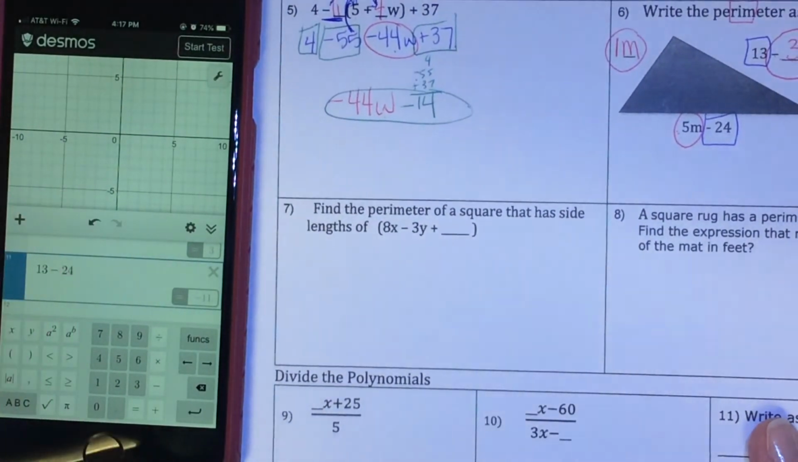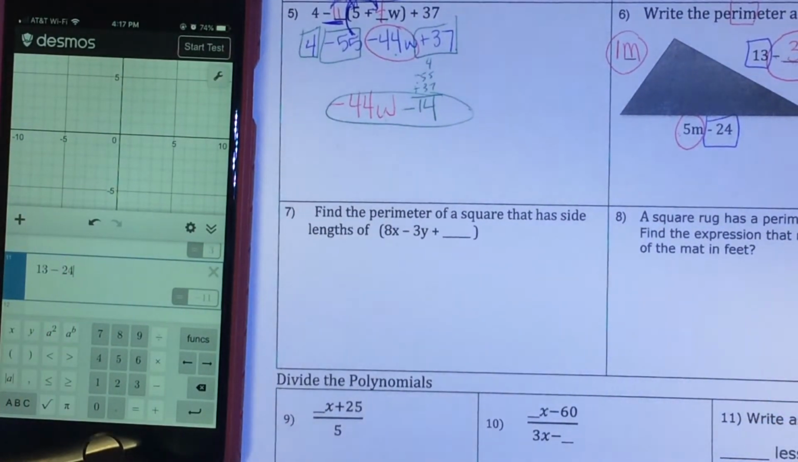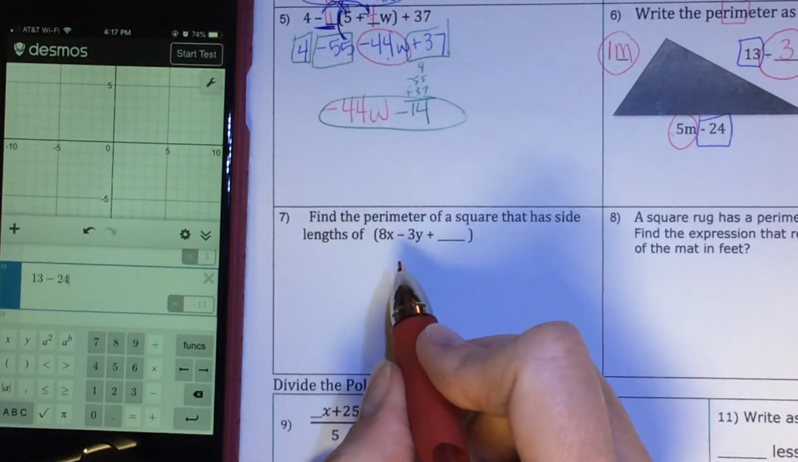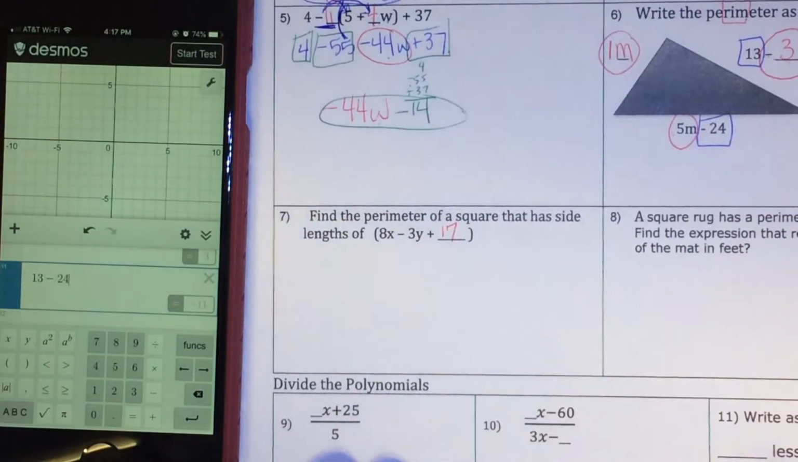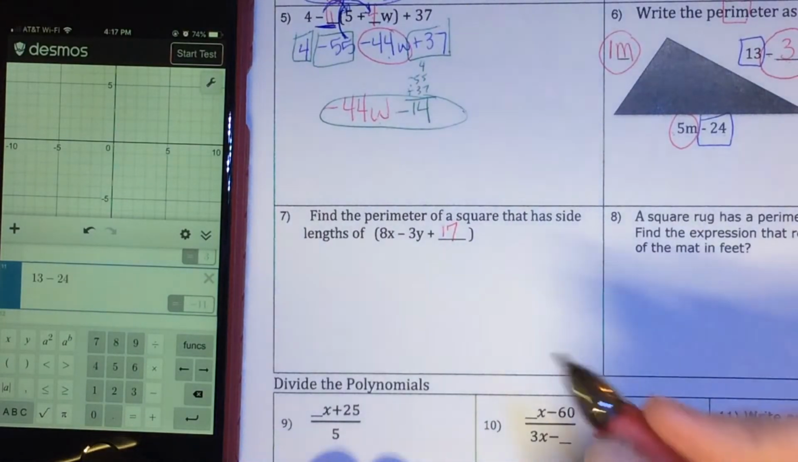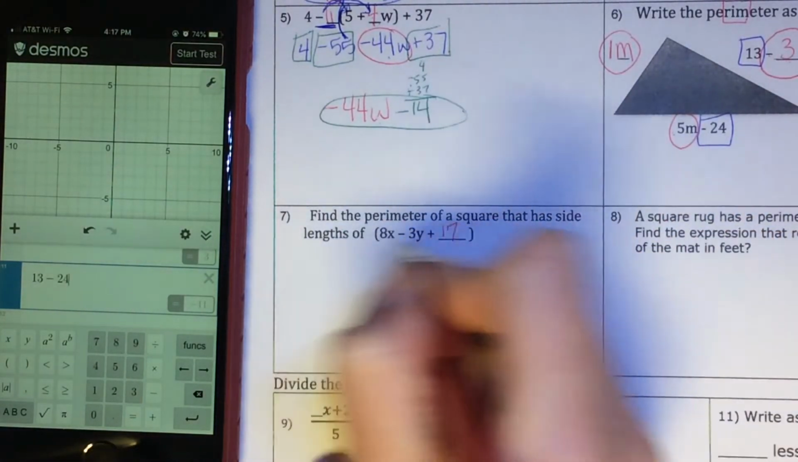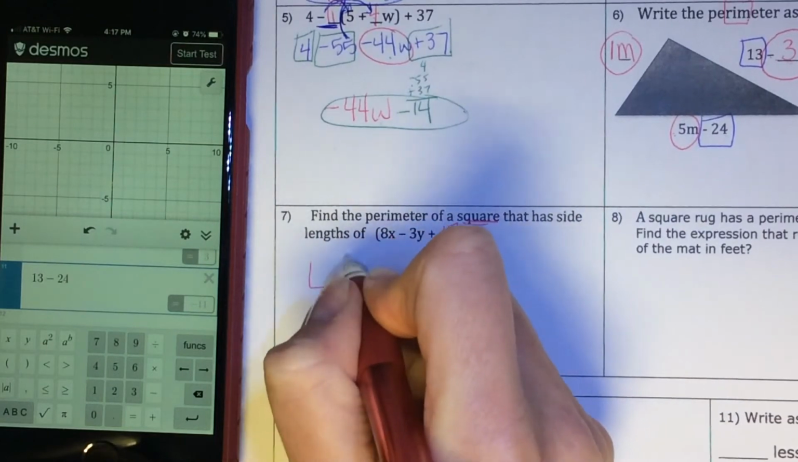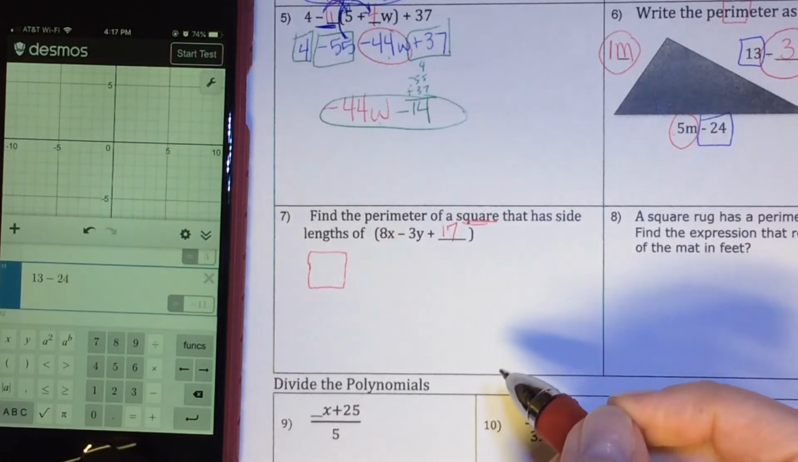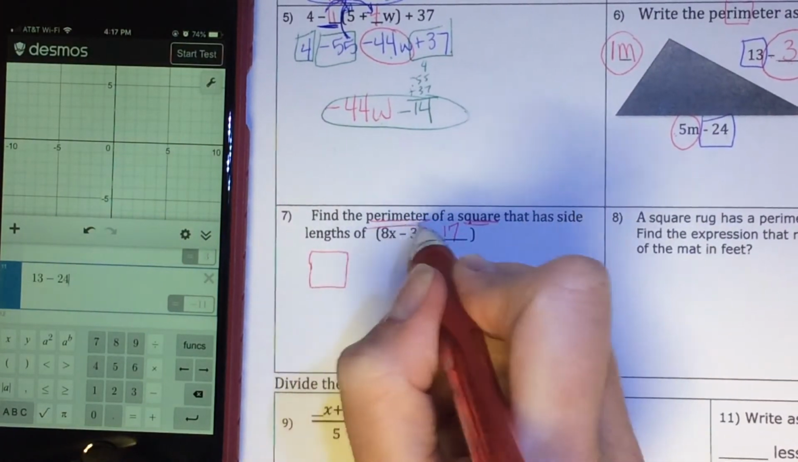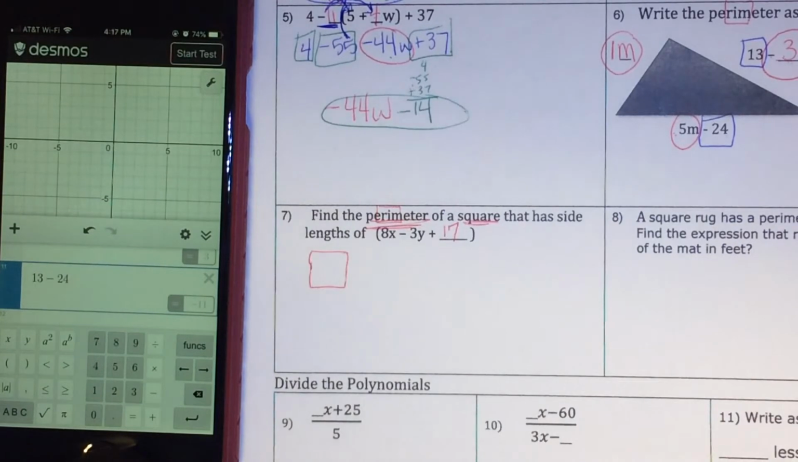For number 7, find the perimeter of a square that has side lengths of 8x minus 3y plus, and we're going to fill in a 17. Pause the video after you draw your shape and then see if you can do the rest on your own. So the shape we're drawing is a square. And what do we know about the square? All sides are the same. So see now if you can label the sides and go around and find the perimeter, the outside rim.